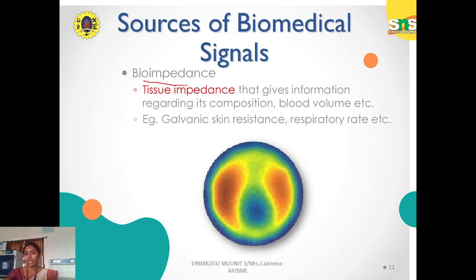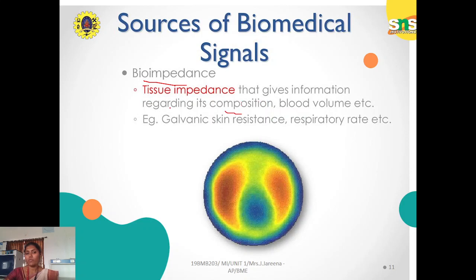And bioimpedance: impedance is nothing but resistance. Tissue impedance is again the skin resistance. The skin resistance varies from person to person based on the type and nature of the skin, and also based on the composition of the particular skin. Or if you want to measure blood volume, based on the blood volume the skin resistance or impedance will also vary. By the variance of this resistance, we gain some knowledge about what we are measuring.